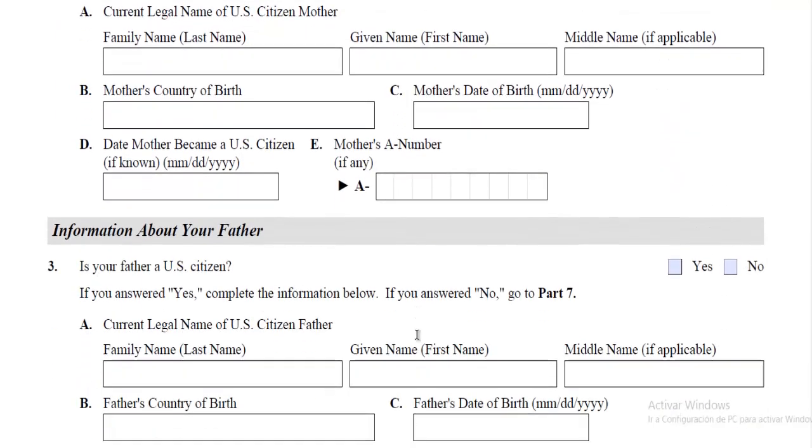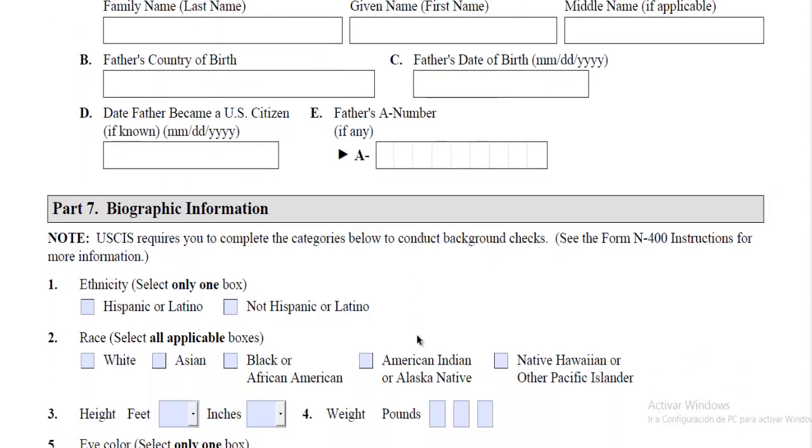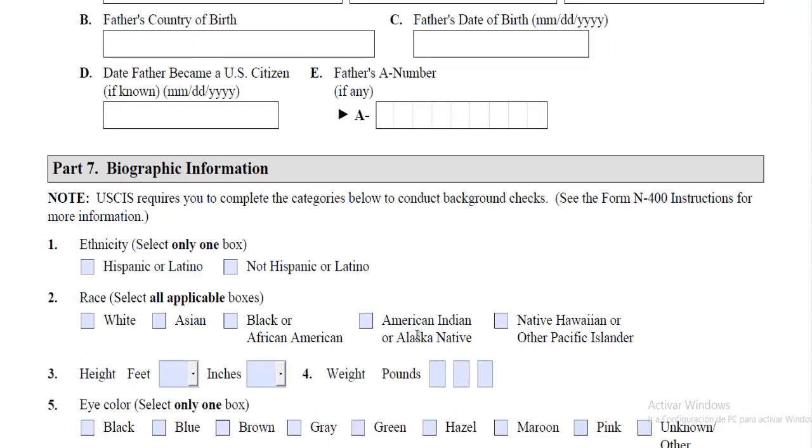Let's go to Part 7. Biographic information. Fill in this information honestly, please. Okay? USCIS uses it to figure out whether you have criminal records. If you're caught lying, it will raise serious questions about your credibility and what you are hiding. If you do not believe you fit into any of these categories, choose the one that is closest to you. For example, race in question 2. On race, people of Latin American or Hispanic background often end up choosing white or black.